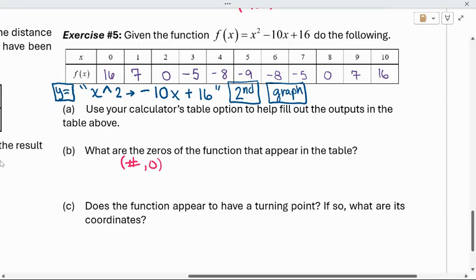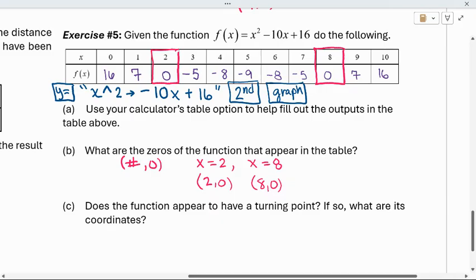I want the ordered pairs. Yeah, so 8, 0, that's one of them. Good job. 2, good job. We're looking for when y is 0. So my zeros are x equals 2 and x equals 8. Or we could write it as ordered pairs, 2, 0 and 8, 0. Okay?